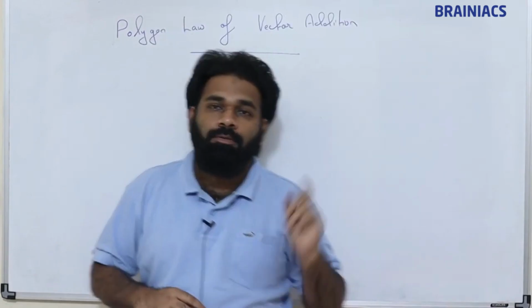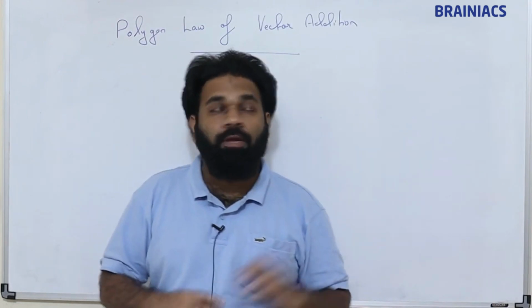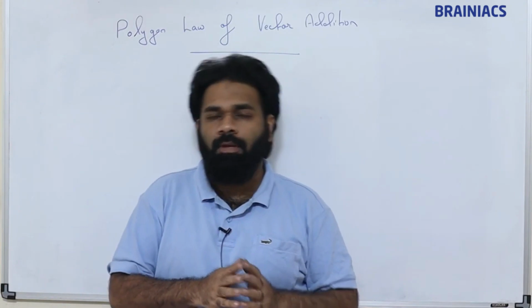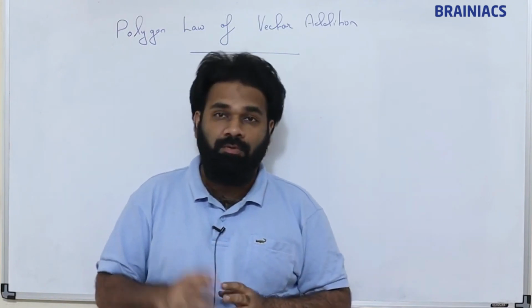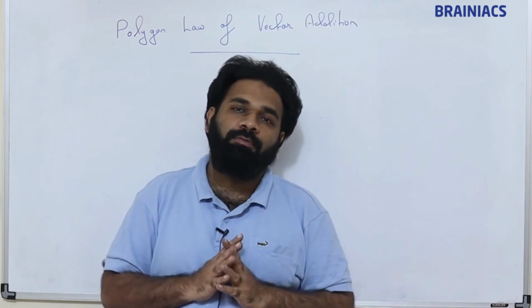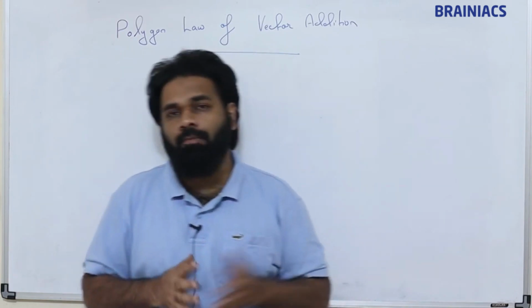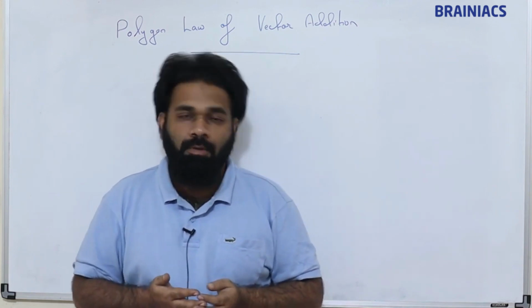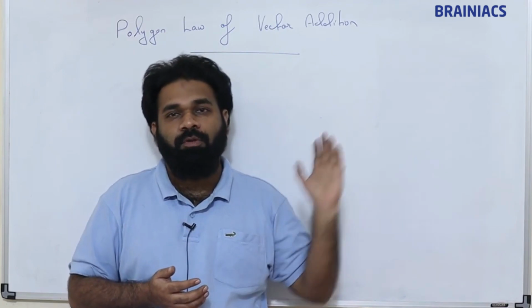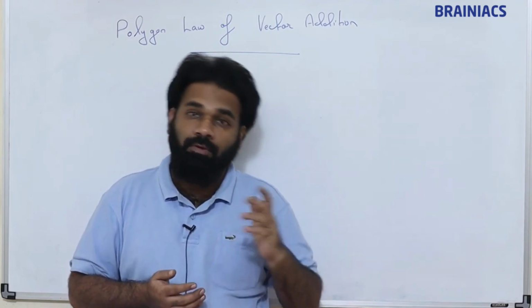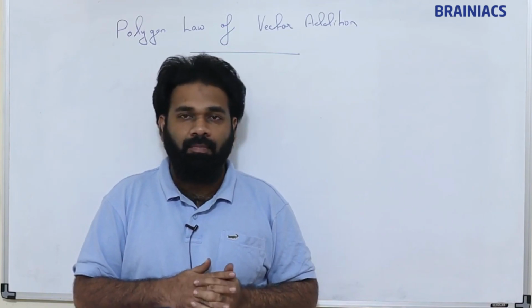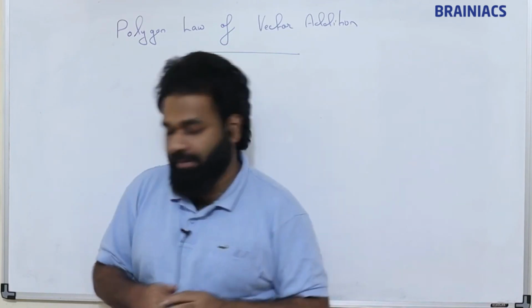Note it down. So the next law is the polygon law of vector addition. Triangle law and parallelogram law we use when we have two vectors. If we need to add two vectors, we can use the parallelogram law or the triangle law of vector addition. But in the case of more than two vectors, so many vectors are acting, and if we need to get the resultant of all those vectors, then we will have to use the polygon law of vector addition.